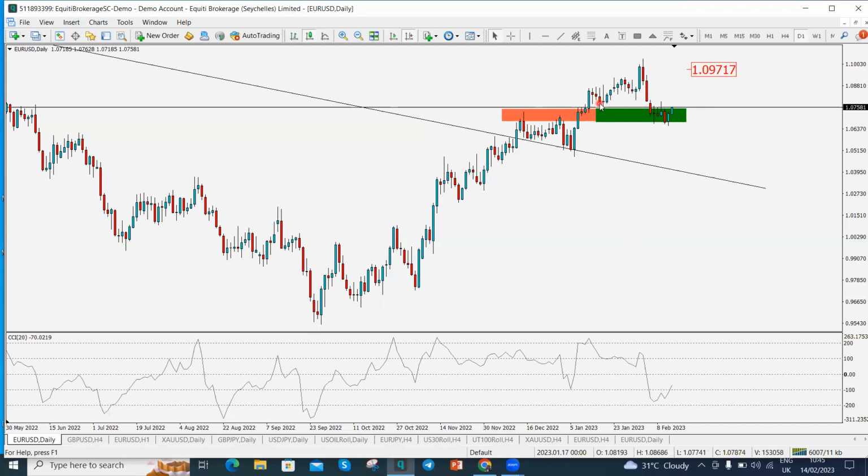After the retest, it went above, breaking this supply zone, and this could just be a perfect retest, right? But this is on the daily time frame, and of course, we also see from our commodity channel index that there is bullish momentum at the moment in the market.